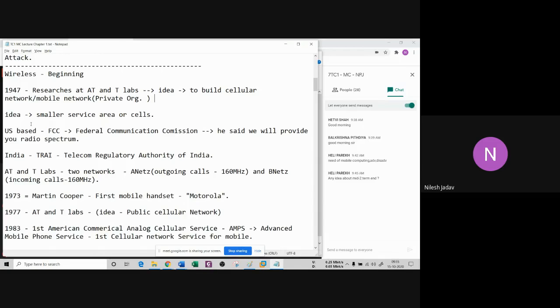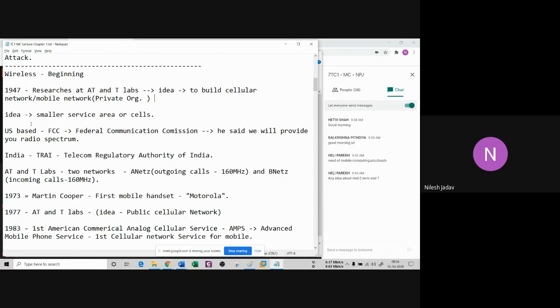To have these cells, they also need some kind of frequencies and all, right? The complete bandwidth and all. This AT&T Labs, I think it is in the US or somewhere, so they need to take permission. There is the Federal Communications Commission, which is FCC, a US based organization. It said we will provide you the radio spectrum. So they will give the bandwidth and all to AT&T Labs.